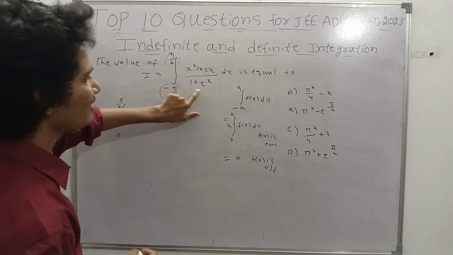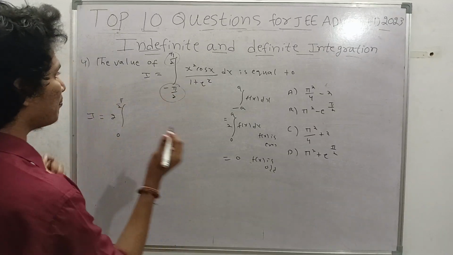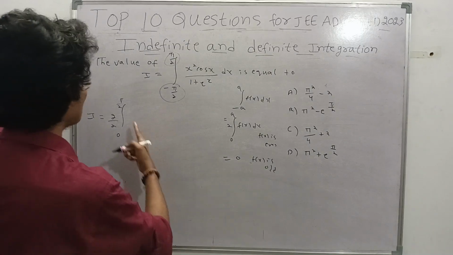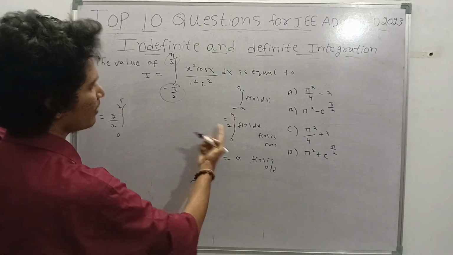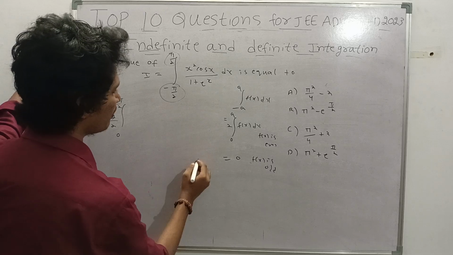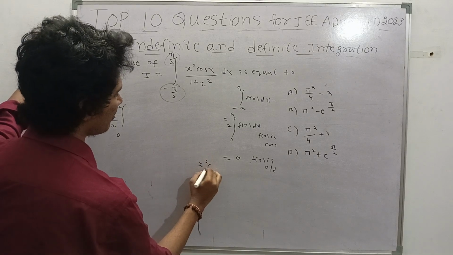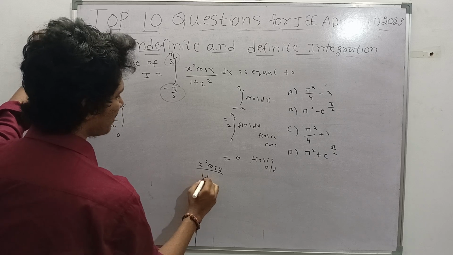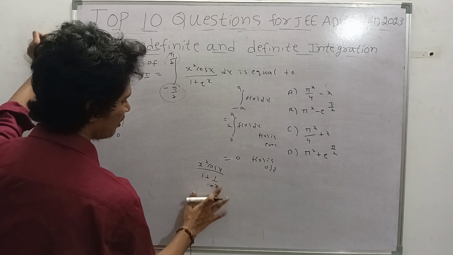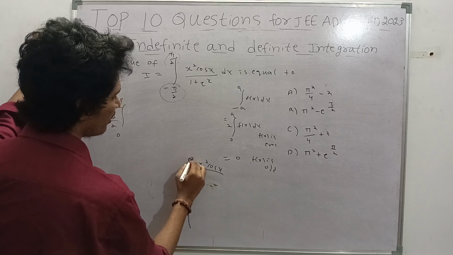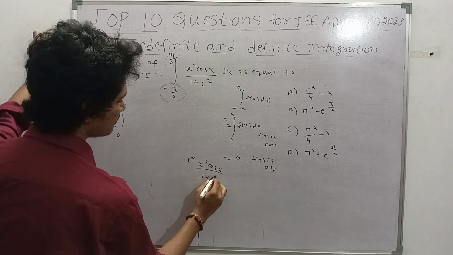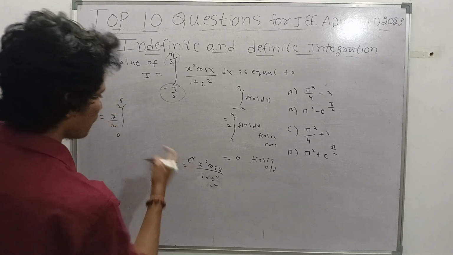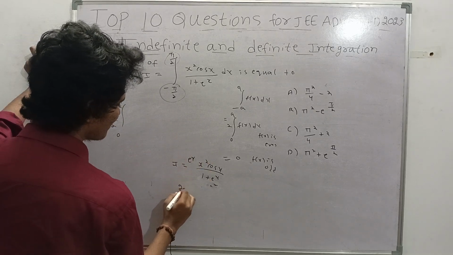When I apply this, the 1 plus e power x can be completely transformed. How is it transformed? Simply substitute minus x. By doing minus x, the numerator is the same x square cos x, but the denominator will be 1 plus 1 by e power x. So 1 plus 1 by e power x is what? E power x into 1 plus e power x, in the denominator. And this is I, you already know. And this is I. If I add those two things, that is 2I.